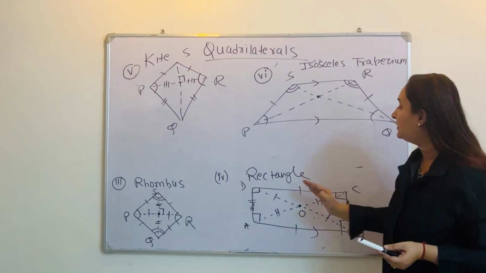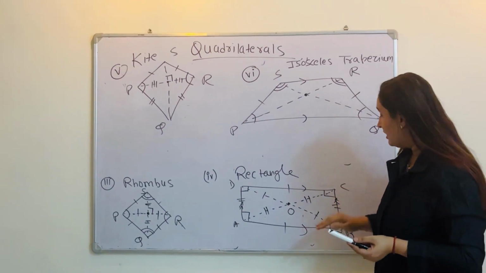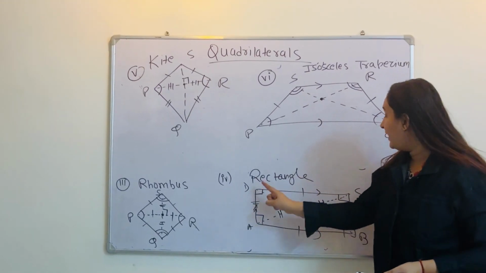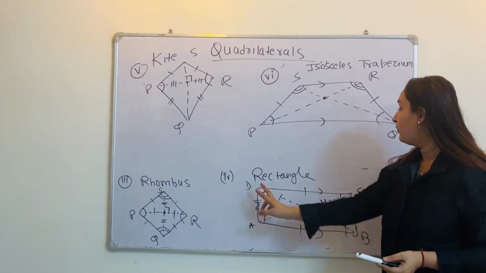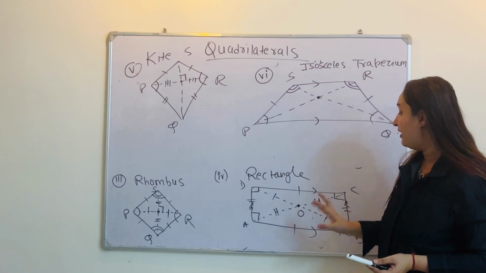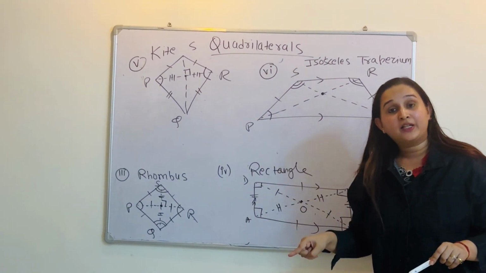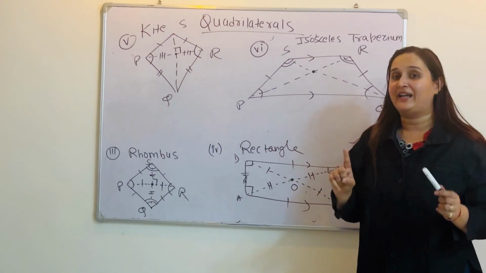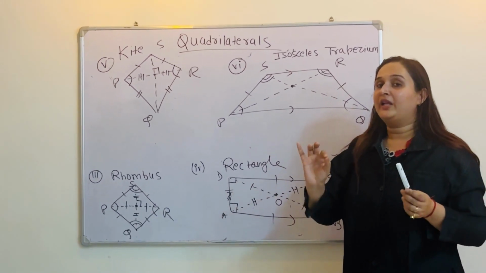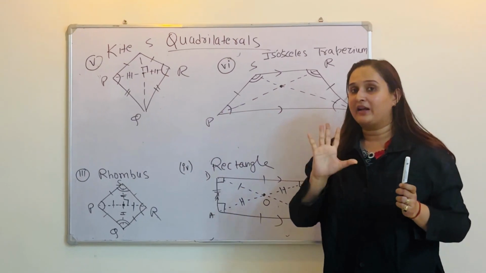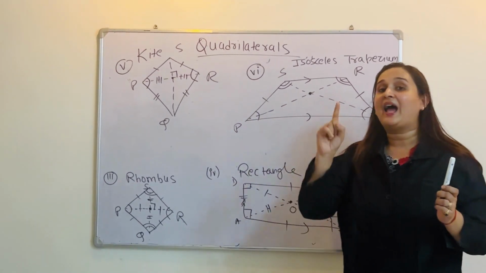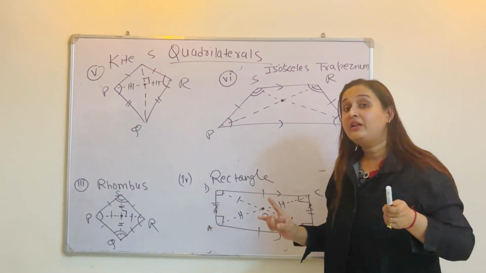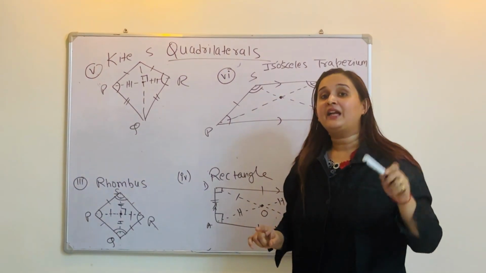In a rectangle, opposite sides are equal and parallel. So AB is equal to CD, BC is equal to AD. The vertex angles are 90 degrees. So the vertex angles are 90 degrees over here. Diagonals are equal in a rectangle. They bisect each other also, but they don't bisect at 90 degrees. That's the difference between the diagonal of a square and a rectangle. In a square, the diagonals bisect at 90 degrees, but in a rectangle, they don't bisect at 90 degrees. But they are equal and they bisect each other.